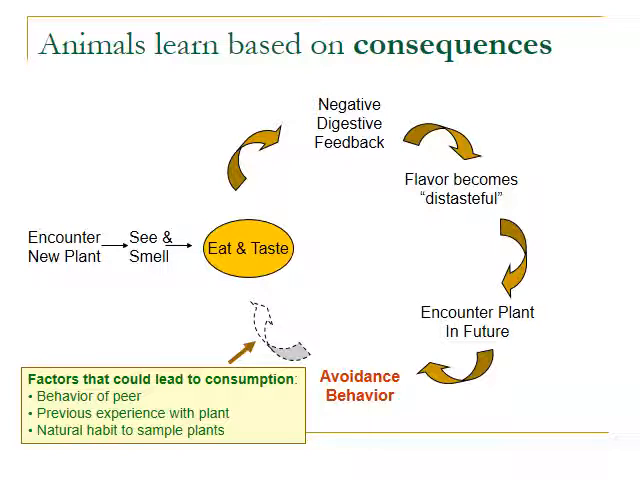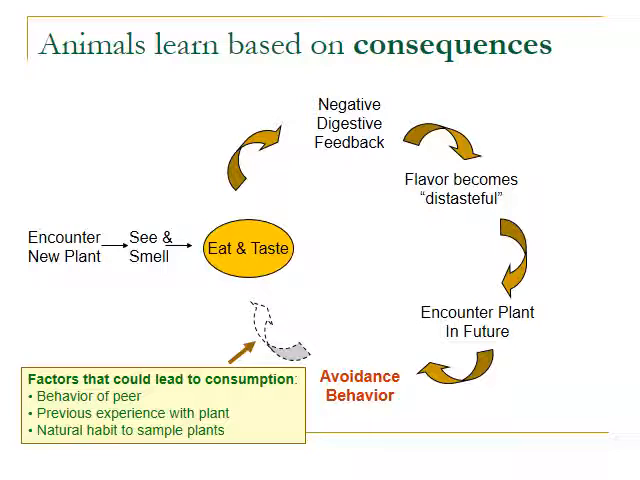Here's how that happens in nature. An animal encounters a new plant, sees it and smells it. It's really important that the taste and eating of the food, the consequences are related to the taste of food. If the animal gets negative feedback, feels nauseous, the taste becomes distasteful. The flavor of the plant becomes distasteful. When the animal encounters that plant in the future, they'll avoid it. They don't eat it. And so that's what we call the aversion. When we see animals avoiding foods, we call that an aversion.